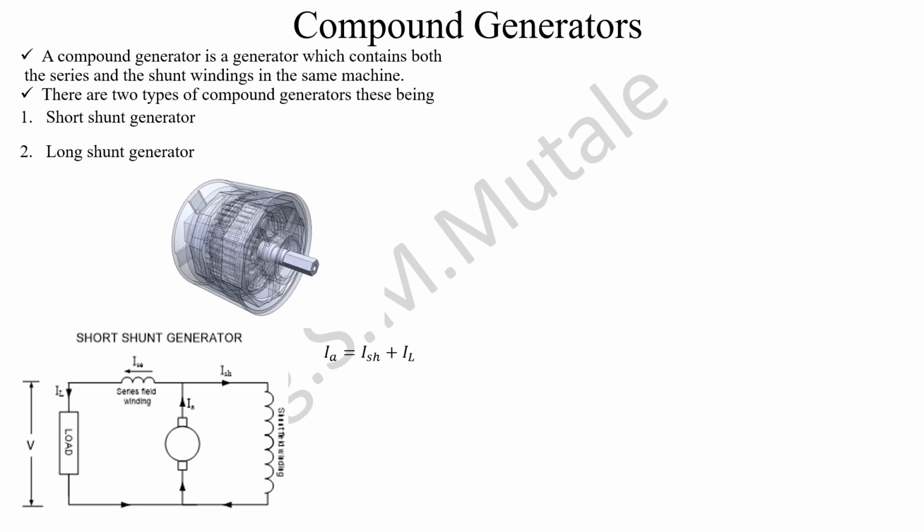We know that this armature current, as it comes from the armature, it splits. There is the current going through the shunt, which is the shunt current, and the one going through the series winding, which is the series current. Therefore, the armature current is the summation of these two, shunt current and the series current.